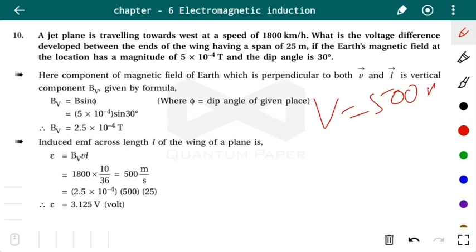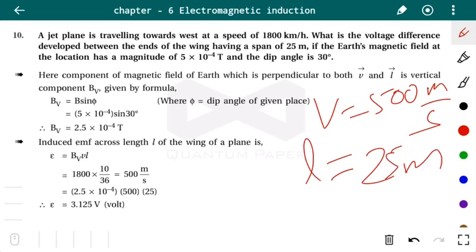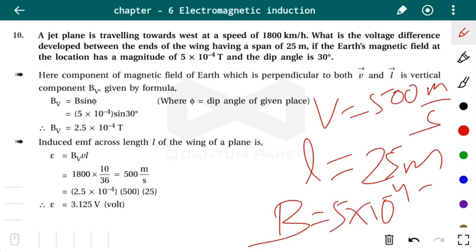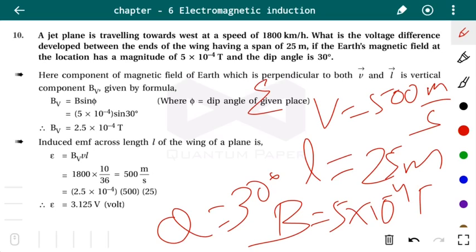So v equals 500 meter per second. What is the voltage difference developed between the ends of the wing having a span of 25 meter? That is, the length between the two wing ends is 25 meter. If the Earth's magnetic field at the location has a magnitude of 5 into 10 raised to minus 4 Tesla, and the dip angle theta equals 30 degree, we need to find the potential difference, that is the EMF.